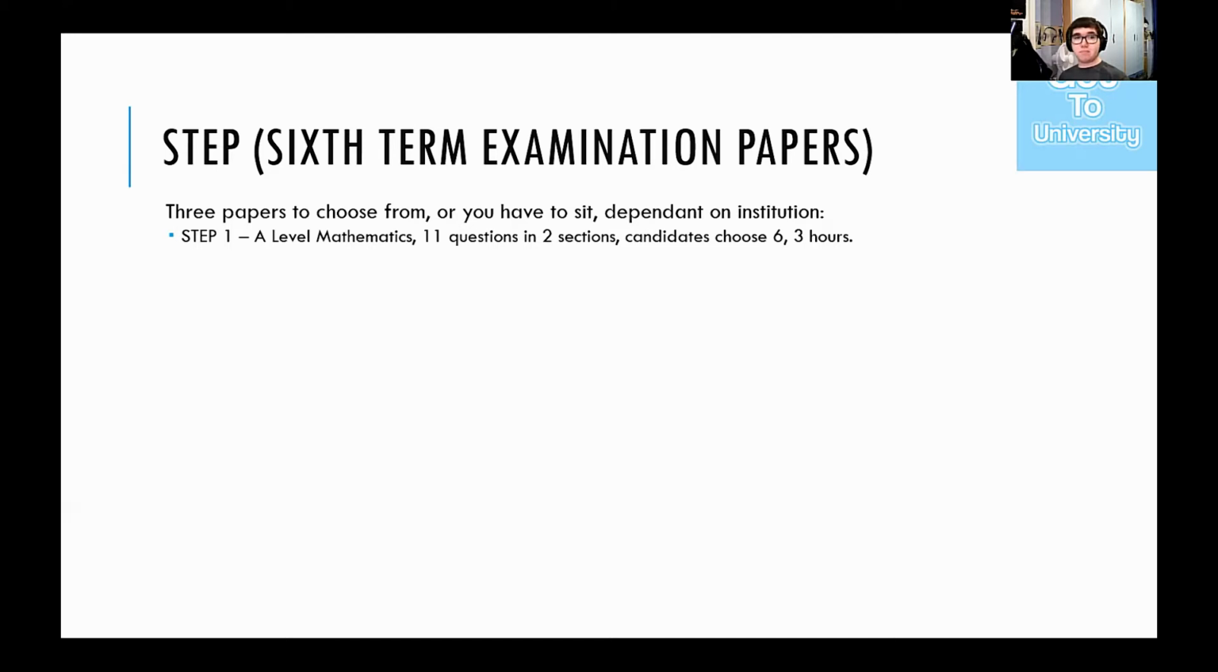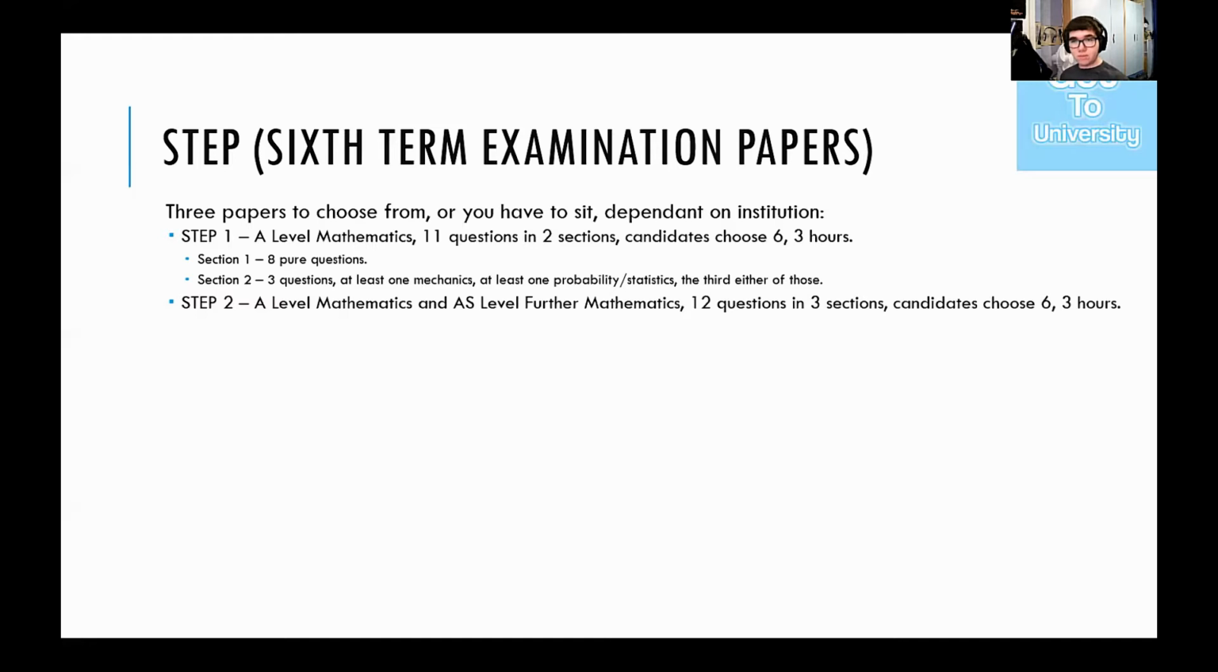So the first STEP paper is A-level maths questions only. So there's 11 questions in 2 sections. You choose 6 of those questions. It's a 3-hour exam. So the first 8 questions in section 1 are pure questions, and then in section 2 you've got 3 questions, one of which will be mechanics, one of which will be on probability and statistics, and then the other question could be either of those. So you just choose 6 out of those. You don't have to choose 3 from one and 3 from the other, or whatever. You just choose the questions you want to do.